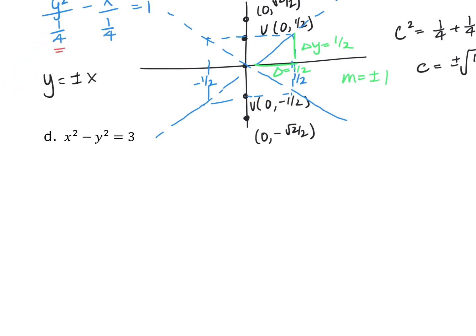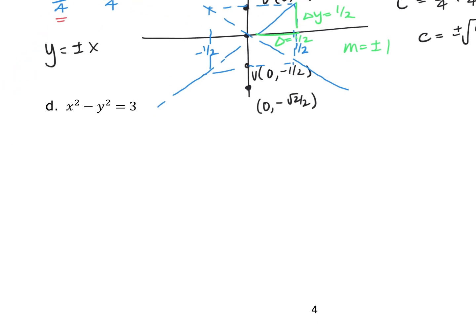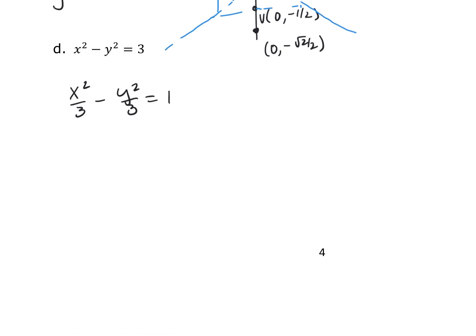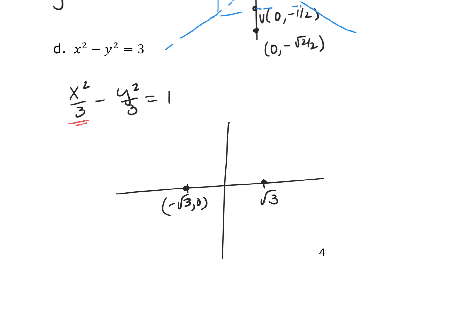My last one here is also going to be a nice box. Divide everything by 3, and I get x squared divided by 3 minus y squared divided by 3 is equal to 1. And the x is positive, that tells me my transverse axis is along the x-axis. So I'm going to go out the square root of 3 in both directions from the center. So right here and here are my vertices. I also know I'm going to go the square root of 3 in each direction in the y to build my box.